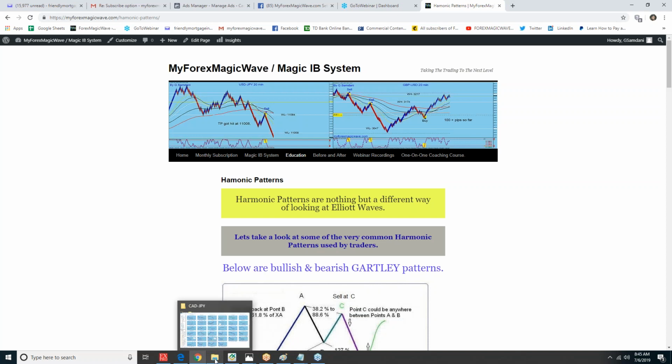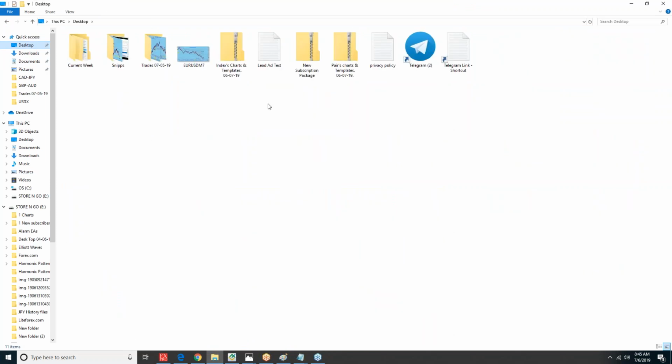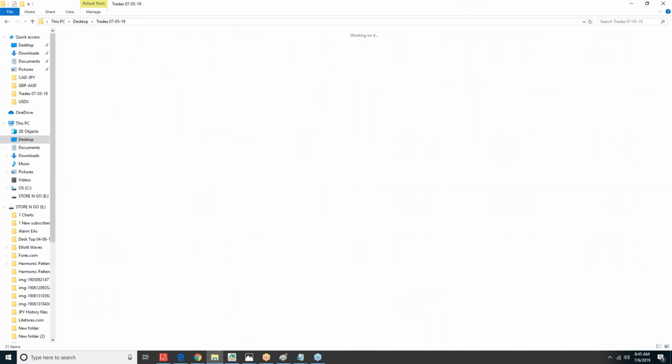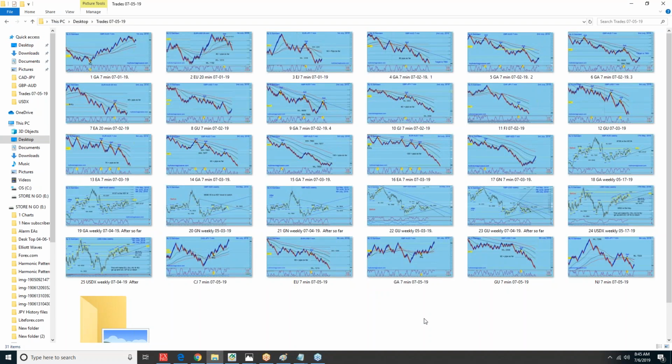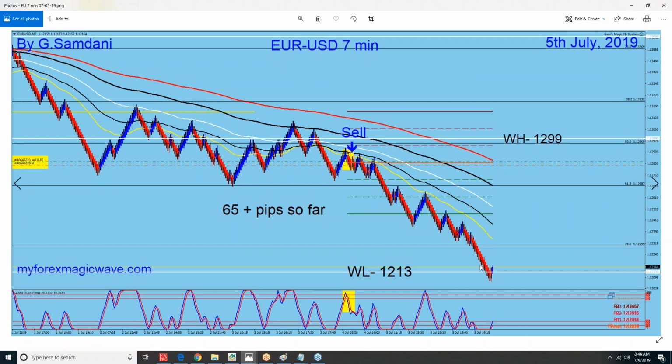Today is July 5th, and we had an NFP, and right after the NFP, everybody gets scared trading it. But what did I do? NFP is all about USD, and right after that, it says, okay, no problem. I waited. I found my setups, and this is Euro USD, July 5th entry, all the way down, 65 pip.